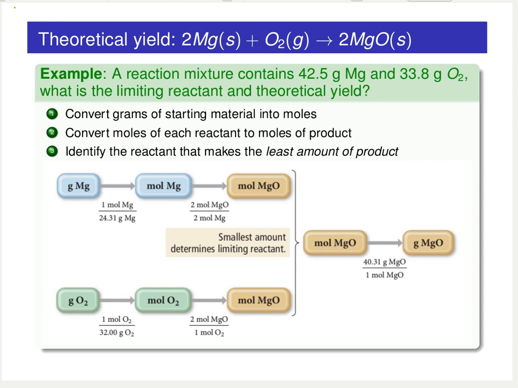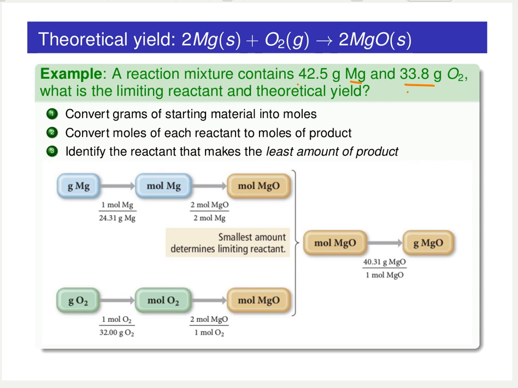In this case, it's oxidation of magnesium here, and basically we are taking a reaction mixture that's comprised of 42.5 grams of magnesium and 33.8 grams of oxygen, and figuring out which one of these two reactants is the limiting reactant and what's going to be the theoretical yield for this reaction.